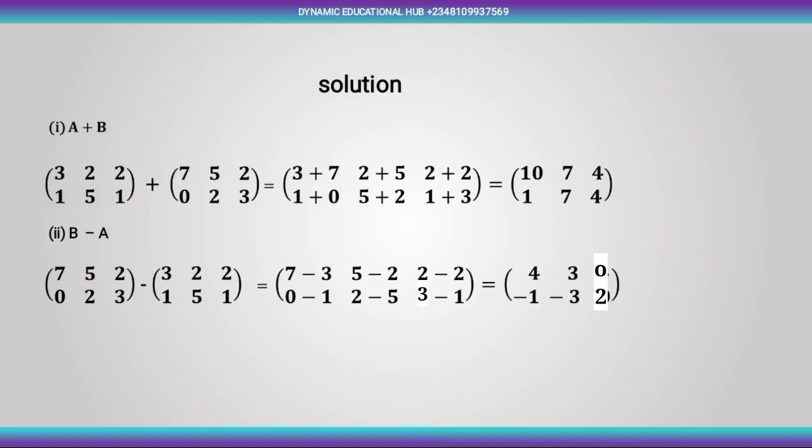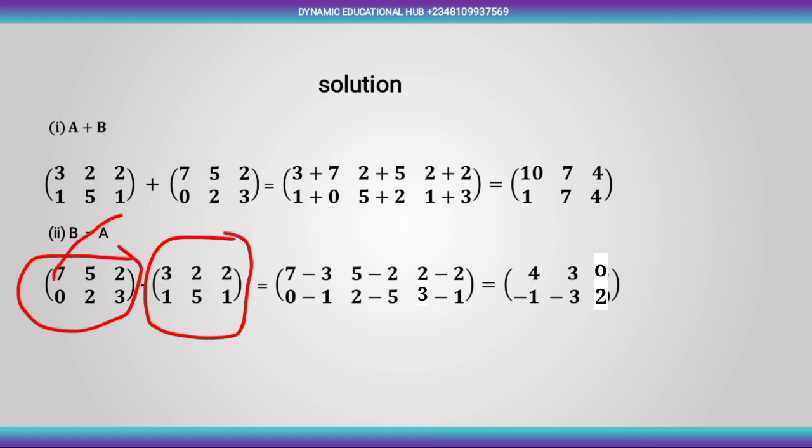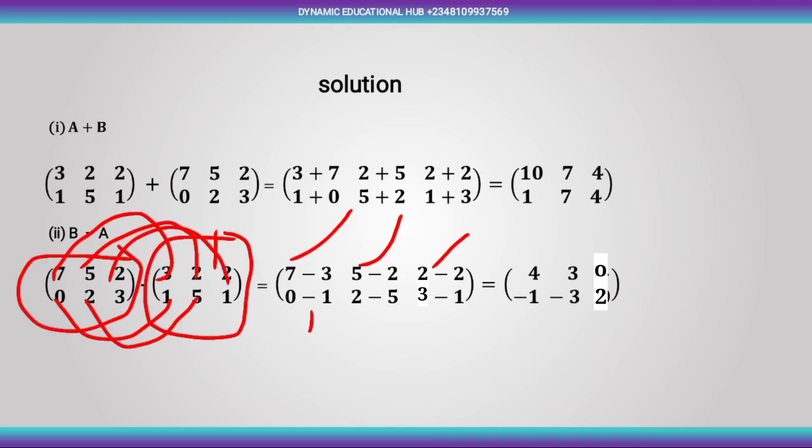Let's solve the second question, B minus A. B of our matrix is 7, 5, 2, 0, 2, 3 minus 3, 2, 2, 1, 5, 1. Now we consider the position again. What is the operation we want to perform here? We want to subtract. So 7 minus 3, 5 minus 2, 2 minus 2, 0 minus 1, 2 minus 5, and 3 minus 1.